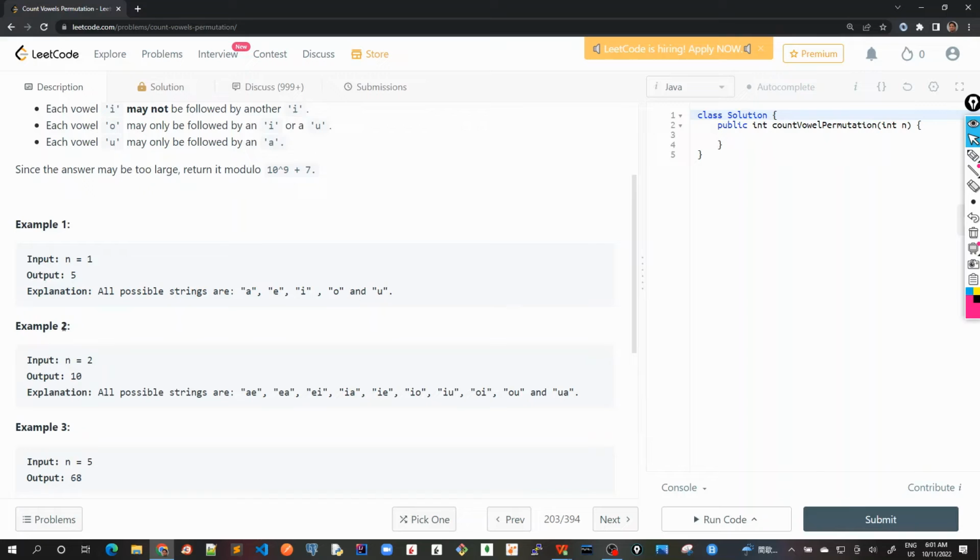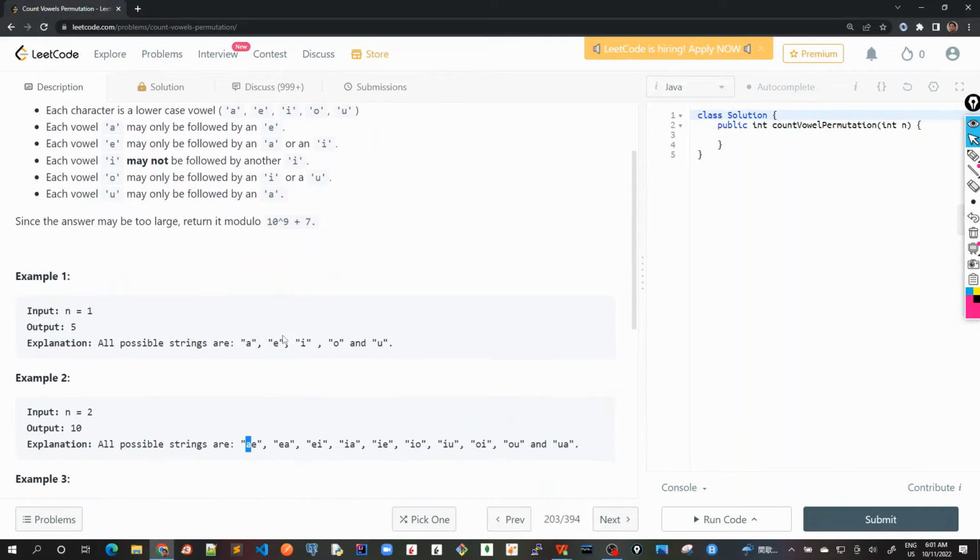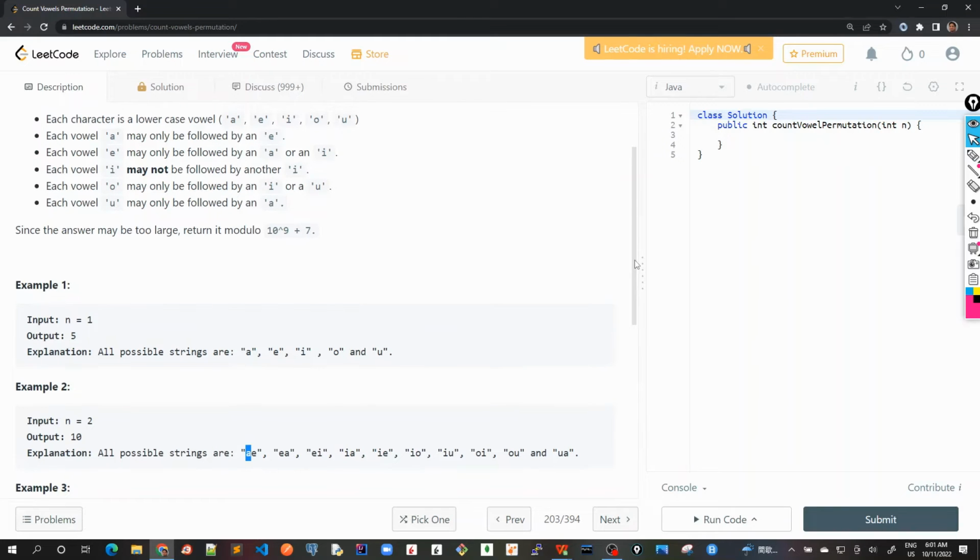Similarly, for example 2, when we have n equal to 2, let's see what strings are possible. If I choose the first character as A, it is given that it can be only followed by an E. That's why we have one string, AE. Now if I choose E as my first character, the rule says that it can be only followed by an A or an I. So here we have EA and EI, two strings.